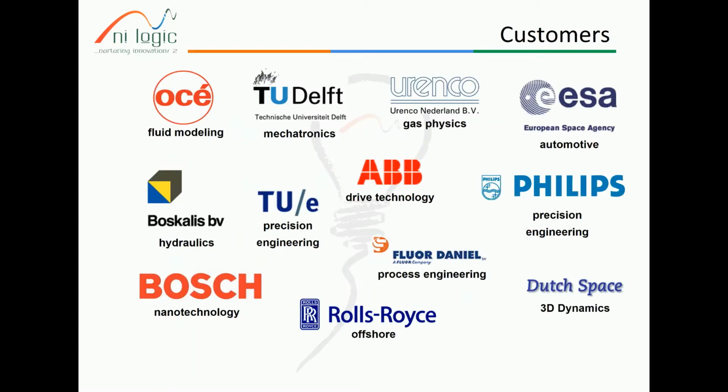There are many other industrial customers who are making use of the software for development of their products, like Bosch, Rolls-Royce, Philips, and the European Space Agency is making use of it for making Mars rovers. Okay, a few of them are from the Indian side, the rest are from the international side.